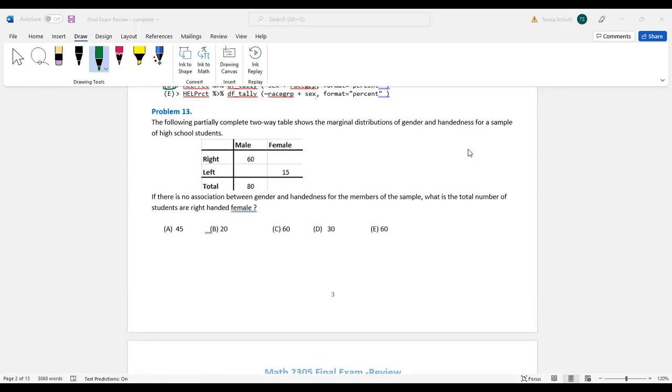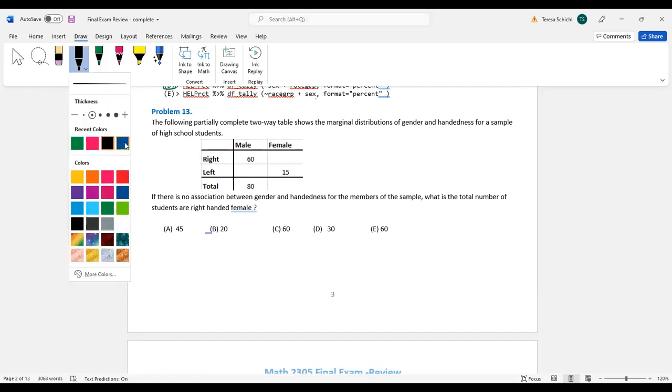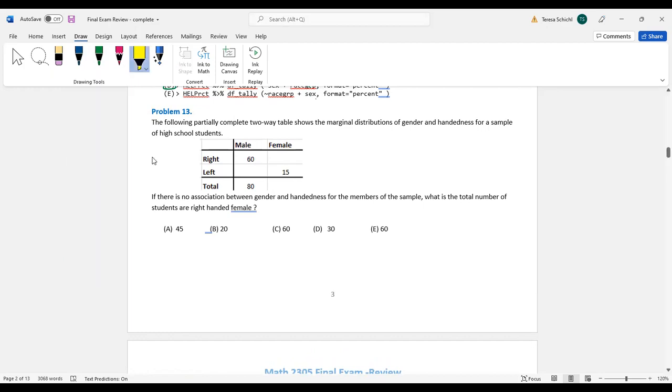All right, so the first problem here, number 13, is telling us the following partially completed two-way tables show the marginal distribution of gender and handedness for a sample of high school students. And the key word here is if there is no association between the genders and the handedness for the members of the sample, what is the total number of students who will be right-handed in the female?